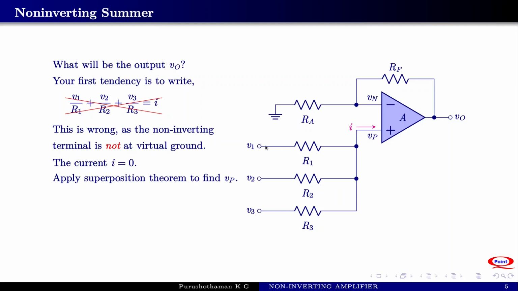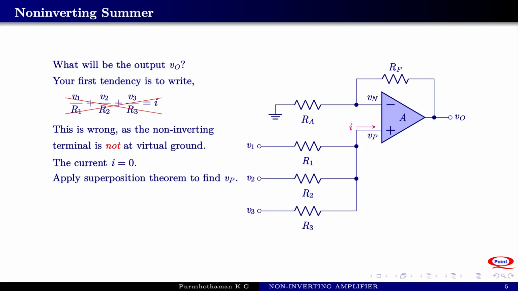Because when you are writing V1 by R1 plus V2 by R2 plus V3 by R3, all these three currents are entering this node and no current is leaving. That is not possible. That means that some charges will be accumulated at this point. Kirchhoff's current law states that the total current entering a node must be equal to the total current leaving. So that principle is not applicable here.